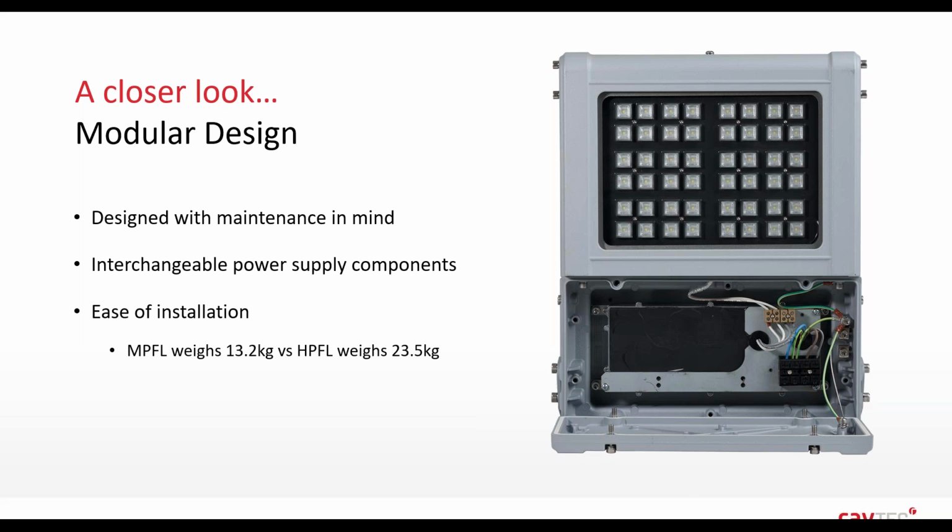Ease of installation is a massive benefit of the new mid-power range. We've reduced the size and the weight of the product compared to existing flood products in the SPARTAN range, which makes installation much easier. So for example, high power flood weighs 23.5 kilograms, whereas the mid-power flood weighs 13.2 kilograms, making it lighter and easier to install.